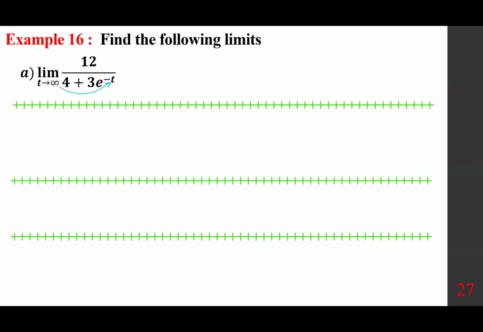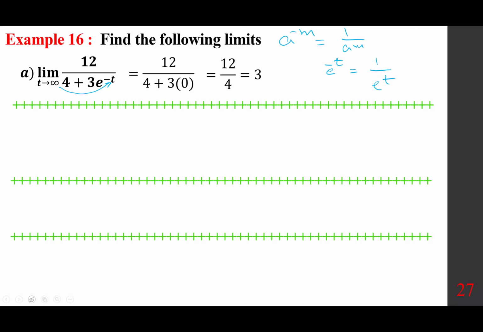We want to do this, and we simply plug in infinity. I hope you know if you plug in infinity, e to the power of minus t becomes 0. And 12 over 4 is 3. And here's the reason, class. A to the power of minus m is 1 over a to the power of m. And therefore, e to the power of minus t is 1 over e to the power of t. So if you replace the t with infinity, that's what you get.